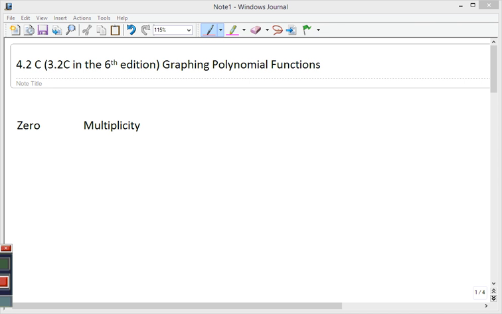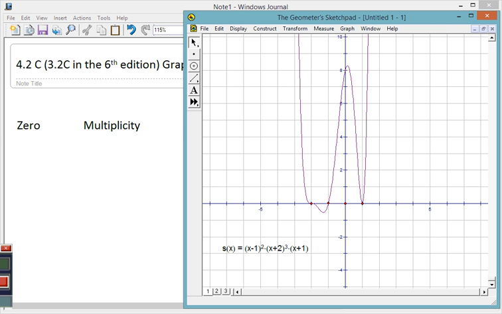This is the third video for 4.2. We're talking some more about graphing polynomial functions and about their zeros, and we're going to look at those functions when we have multiple zeros of the same thing. So like when we have a factor that's been squared or cubed or something.